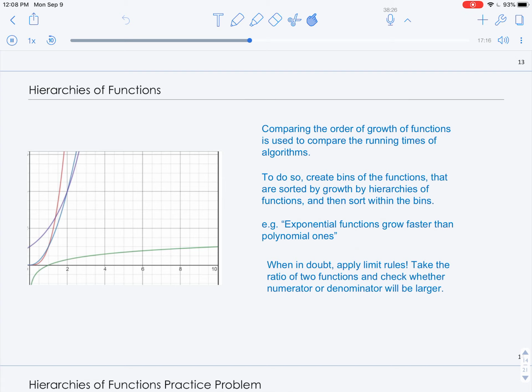Whenever we're in doubt with any functions, we can always just compare all the functions that we want to sort in order of growth by applying the limit rules. To do so, we take the ratio of the two functions and check whether the numerator or denominator is larger, and we can just apply limit rules directly.